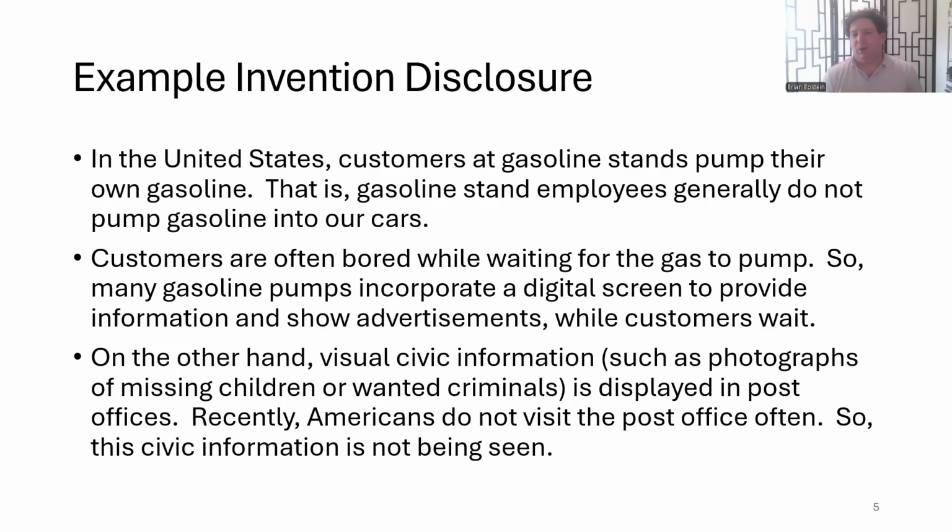Customers are often bored while we wait for the gas to fill up our car. And so many gasoline pumps incorporate a digital screen to provide information, or show advertisements, while customers wait. On the other hand, visual civic information, such as photographs of missing children or wanted criminals, is displayed in American post offices. But recently, we don't visit the post office so often, right? Like I go maybe twice a year, and that's probably a lot for most Americans. And so this civic information is not being seen.